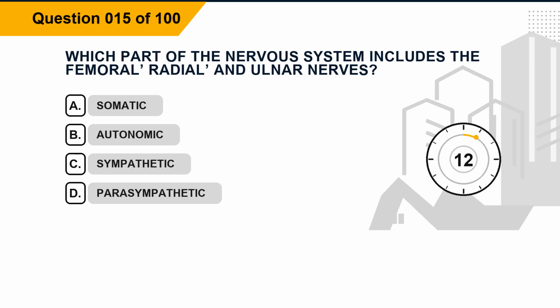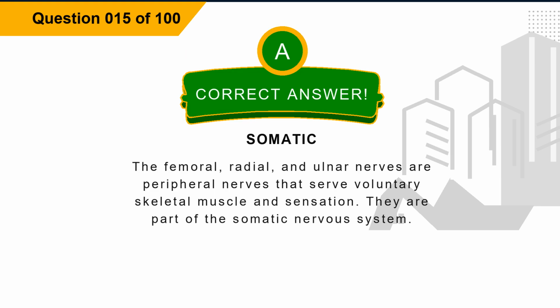Question 15. Which part of the nervous system includes the femoral, radial, and ulnar nerves? Option A, somatic. Option B, autonomic. Option C, sympathetic. Option D, parasympathetic. The correct answer is option A, somatic. Explanation: the femoral, radial, and ulnar nerves are peripheral nerves that serve voluntary skeletal muscle and sensation. They are part of the somatic nervous system.